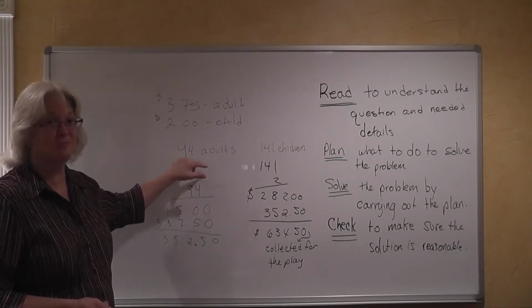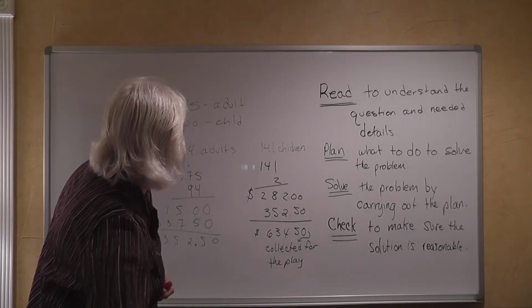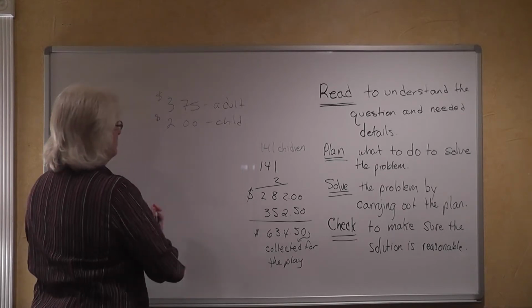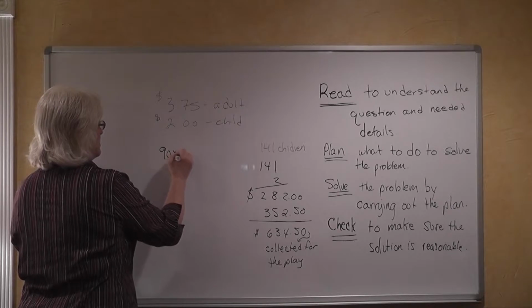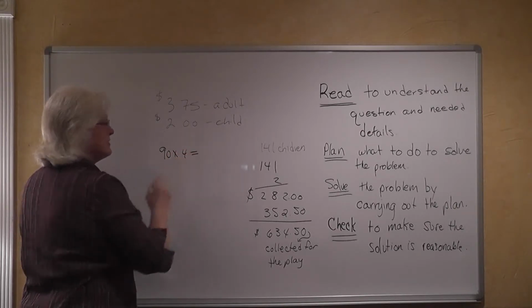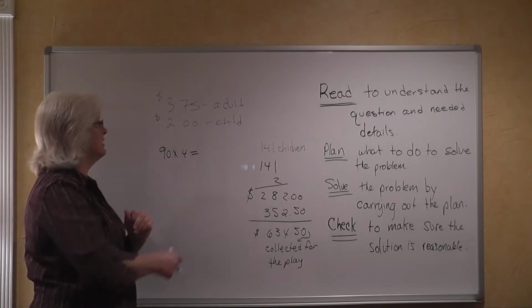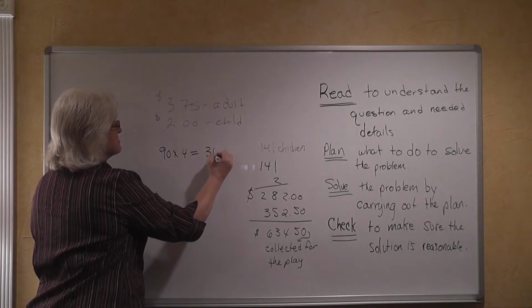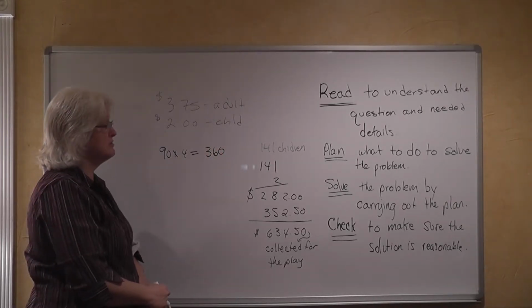94 adults, and that might round down to 90. What if we said 90 times 4 for the price of the adult tickets? Just an estimate. We're trying to get a ballpark idea here. 4 times 9 is 36. It's 360. We have 141 children.